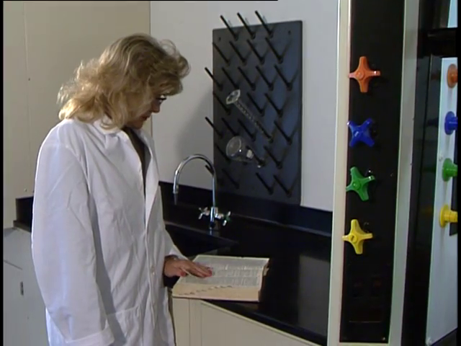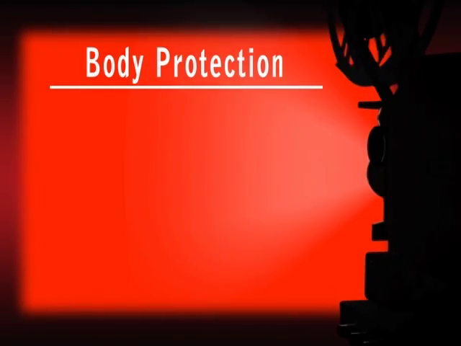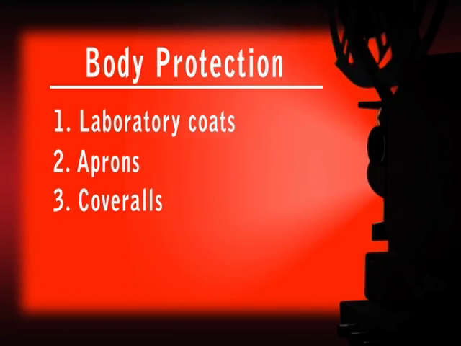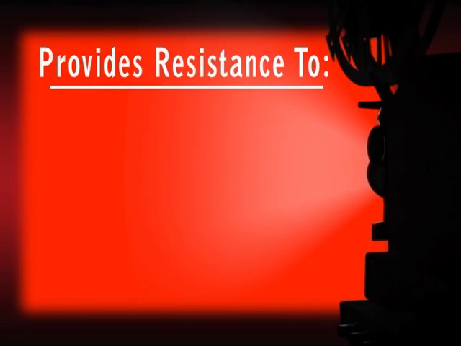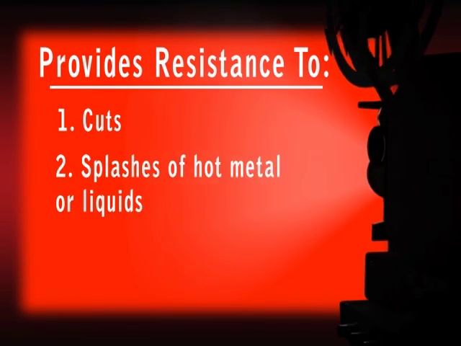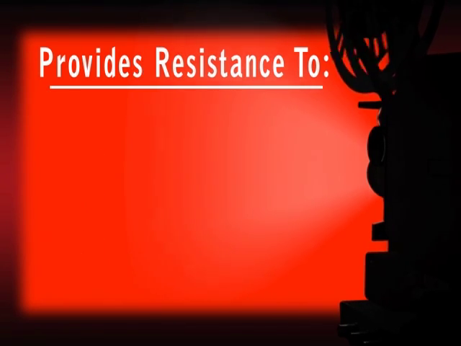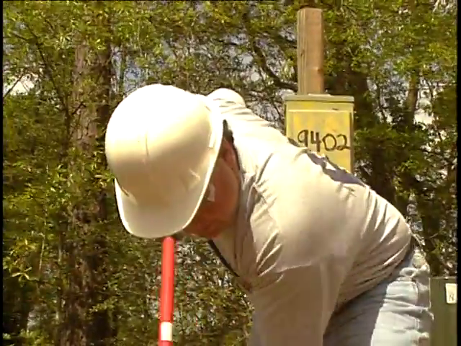Body protection is designed to avert physical and health hazards from the body. There are many types of body protection, such as laboratory coats, aprons, coveralls, bodysuits, and vests. Body protection provides resistance to cuts, splashes of hot metal or liquids, impact from tools, material, and machinery, hazardous chemicals, and radiation. Heat stress is a major concern for employers whose employees wear certain types of body protection, especially when worn in hot environments. Heat stress can be dangerous.